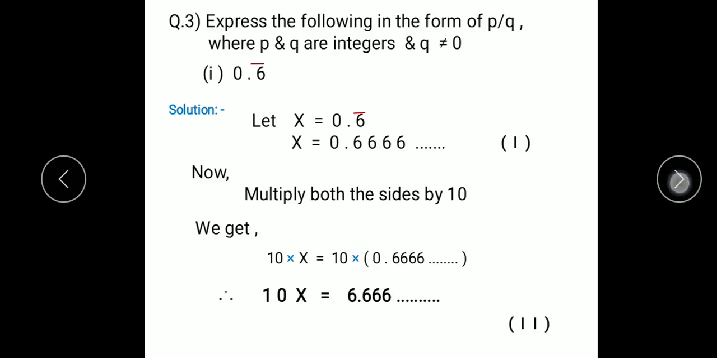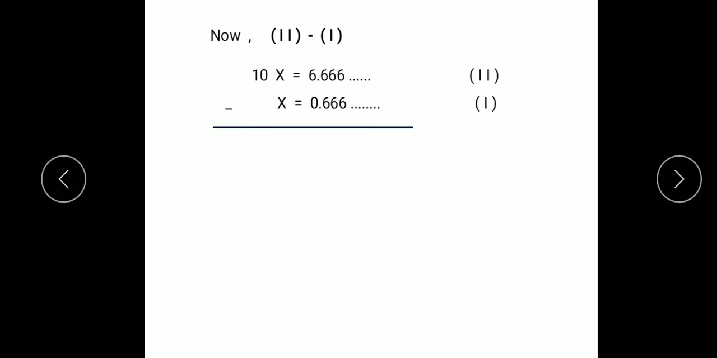Let us perform this subtraction. So we'll copy down statement number 2 followed by statement number 1, and let us subtract both. On the LHS, we will have 10x minus x equal to 9x. On the RHS, if you look at the decimal part, it will be equal to 000. And in the whole number part, we will have 6 minus 0 equal to 6. Our answer will be 9x equal to 6.